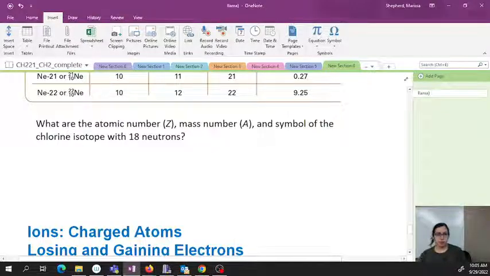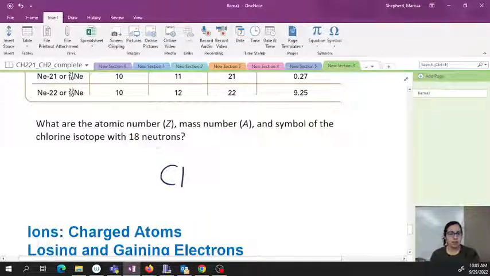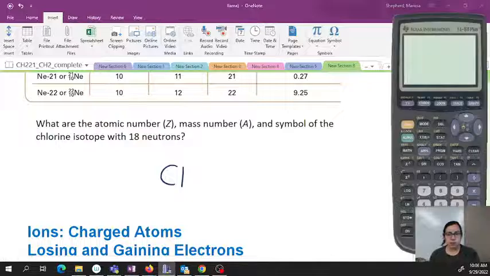All right, so what do we get for our symbol? What letter symbol should I write? So Cl, and then what's my mass number up top? 35. So the mass number, that's the biggest number, should go on top.